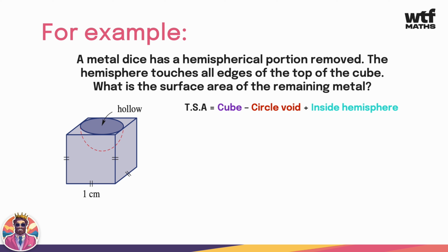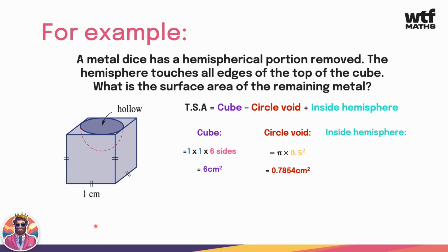So to find the cube, it's really straightforward. It's 1 times 1 times 6 sides, so that's 6 centimeters squared. The circle at the top that's missing is just going to be pi times 0.5 centimeters squared, because the radius of that circle would be 0.5, so we get that answer there.